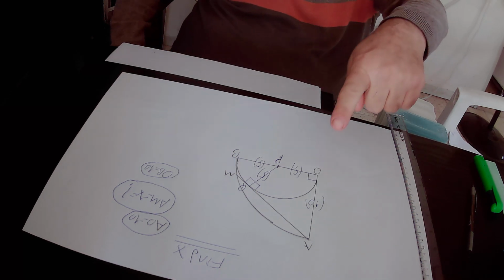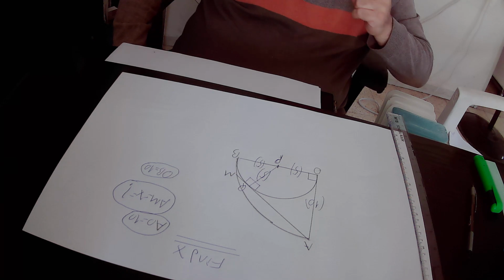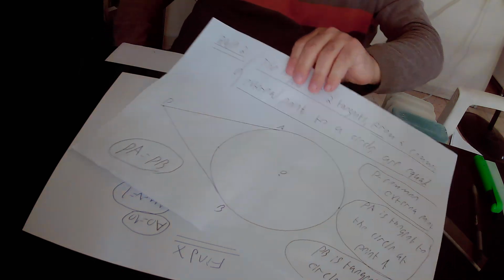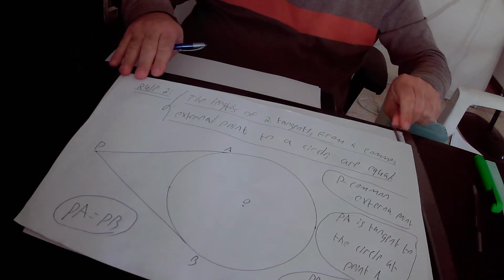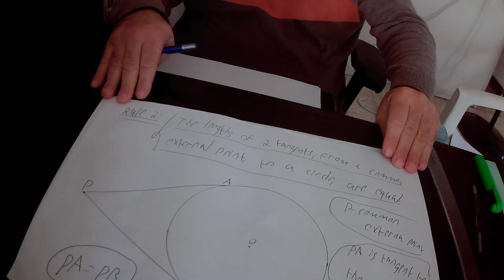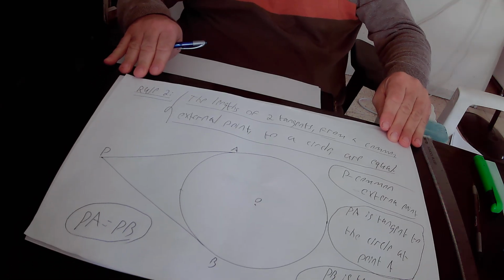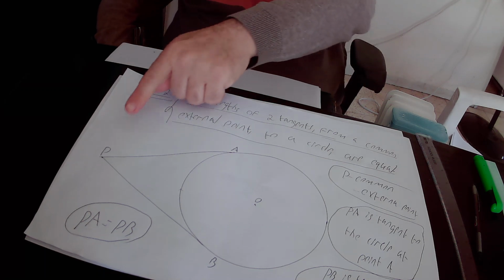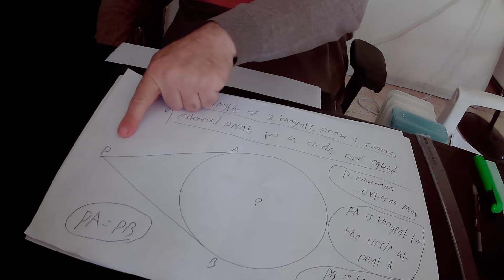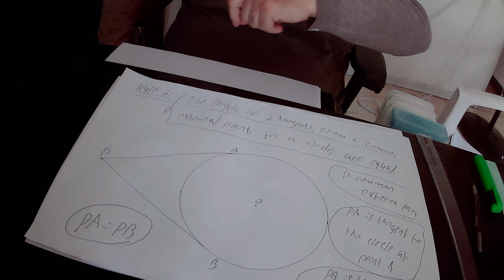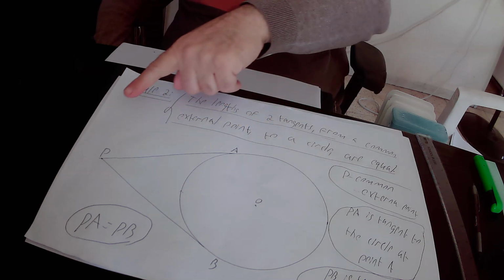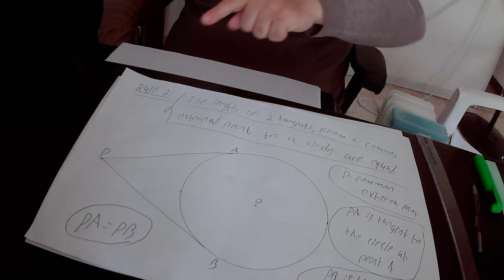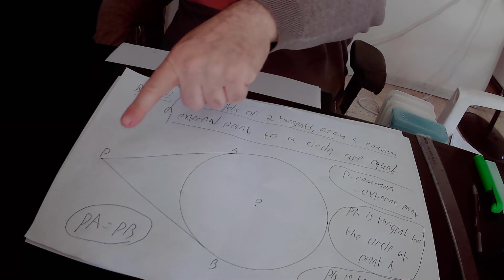We focus at point A. Here we have rule number 2. According to rule number 2, the lengths of two tangents from a common external point to a circle are equal. We have here the common external point, point P. From the common external point P, we have two tangents to this circle, tangent PA and tangent PB. And according to rule number 2, they are equal to each other. That is to say, PA equals PB.